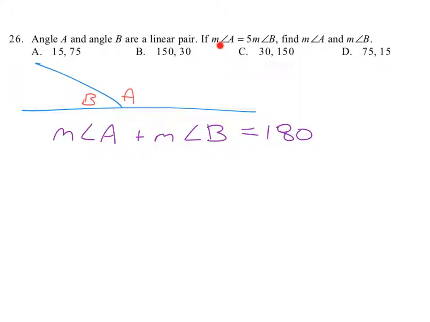Okay? We know that if we wanted to write the measure of angle A, which we have right here, because the measure of angle A is equal to 5 times the measure of angle B, we can substitute this with that expression. So watch what I'm going to do. I'm going to substitute the measure of angle A with 5 times the measure of angle B plus the measure of angle B equals 180.